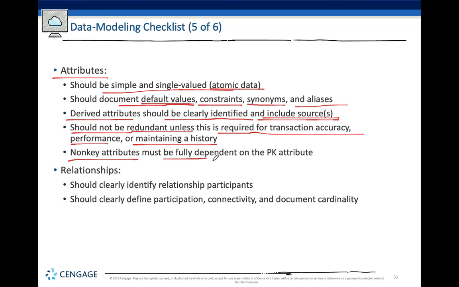Non-key attributes must be fully dependent on the primary key attribute. Relationships should clearly identify the two entities that are involved, the participants, meaning the two entities that are involved in the relationship, should clearly define the participation, the connectivity, and the cardinality, and should document the cardinality. Okay? So again, connectivity was the one-to-many or many-to-many part, and the cardinality is the one or the zero, or the many or the zero part. That's listed in brackets below the relationship at both ends. Okay.